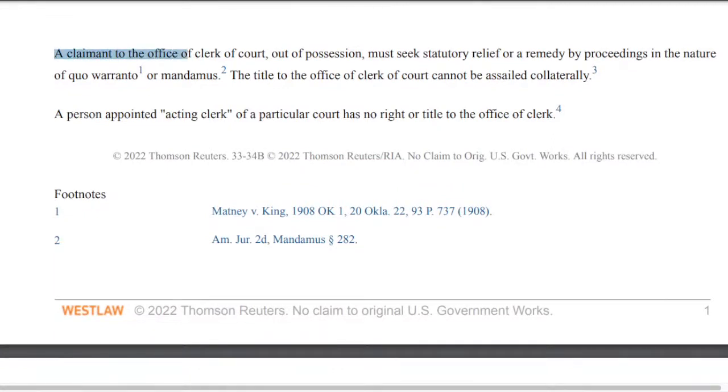Claimant to the office of clerk of court, out of possession, must seek statutory relief or a remedy by proceedings in the nature of quo warranto or mandamus. The title to the office of the clerk of court cannot be assailed collaterally. A person appointed acting clerk of a particular court has no right to title or to the office of the clerk. So that's strange. A person appointed acting clerk has no right or title to the office of clerk.